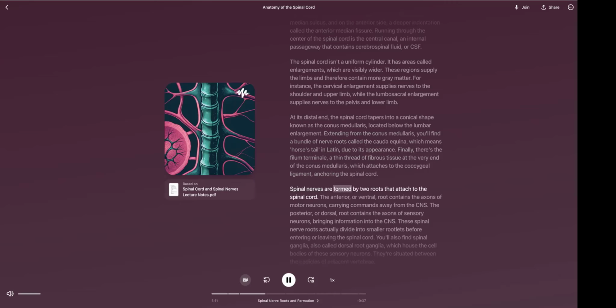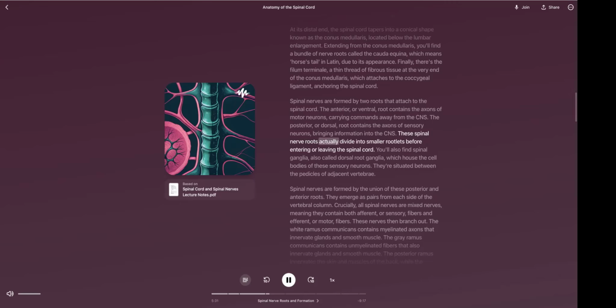Spinal nerves are formed by two roots that attach to the spinal cord. The anterior, or ventral root, contains the axons of motor neurons, carrying commands away from the CNS. The posterior, or dorsal root, contains the axons of sensory neurons, bringing information into the CNS. These spinal nerve roots actually divide into smaller rootlets before entering or leaving the spinal cord.